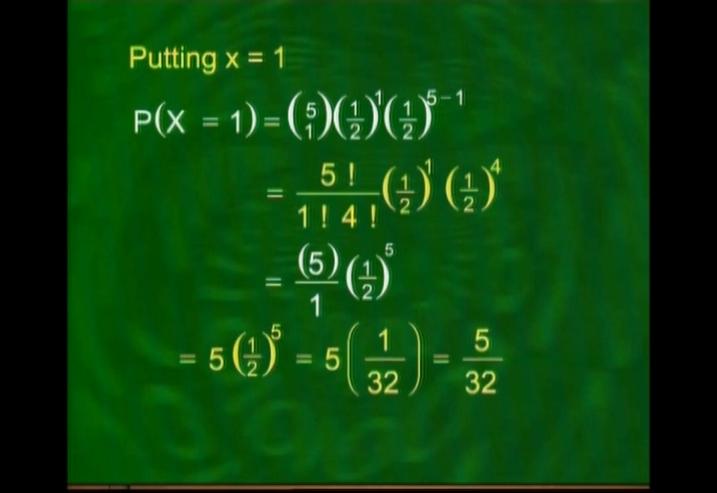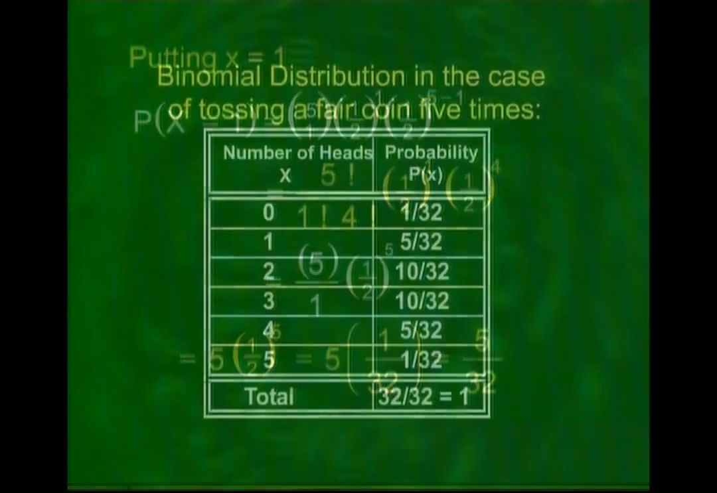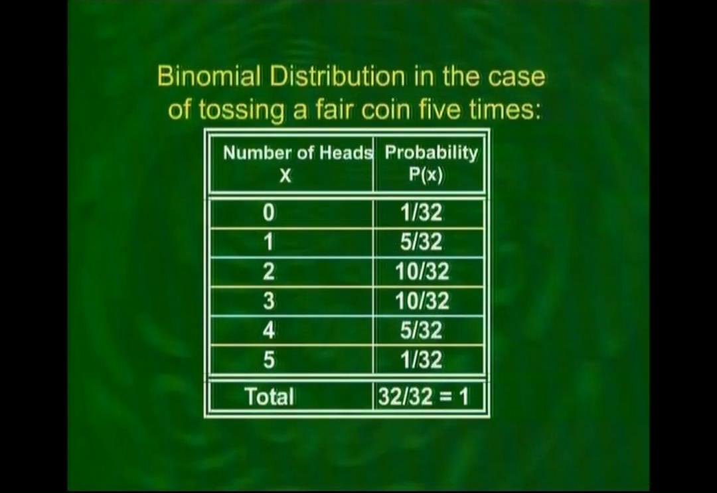When x is equal to 1, the probability is given by 5C1 half raised to 1 into half raised to 5 minus 1. And therefore, the answer is 5 over 32. Proceeding in this manner, we obtain all 6 probabilities, and in this example, they are 1 by 32, 5 by 32, 10 by 32, and 10 by 32, 5 by 32, 1 by 32. The sum of the probabilities is 32 by 32, and that is exactly what we wanted. And of course, we note that none of these probabilities is negative. Hence, we are sure that we are dealing with a proper discrete probability distribution.